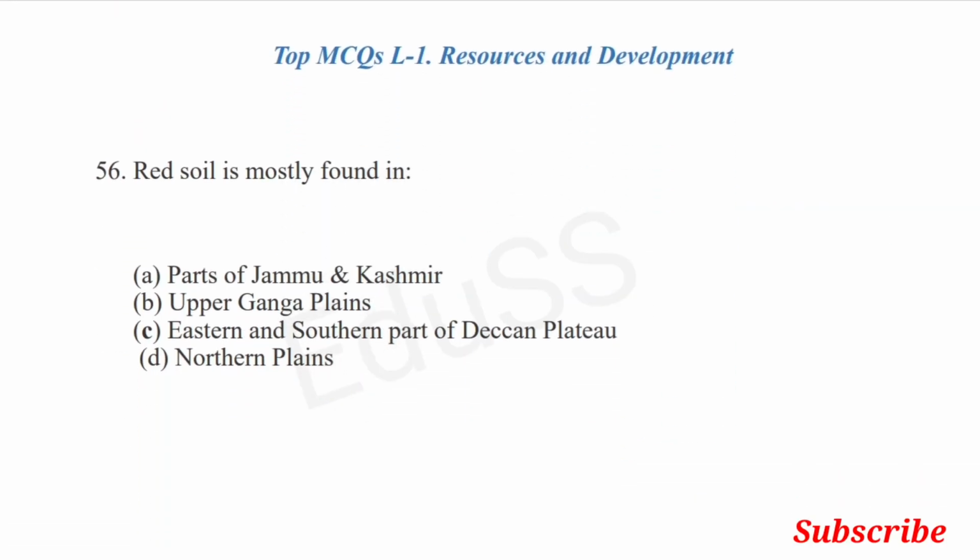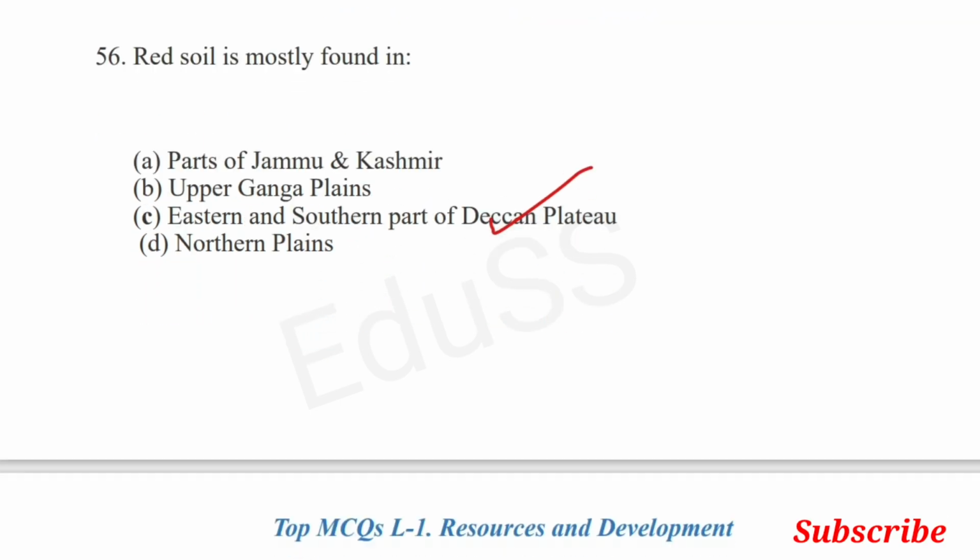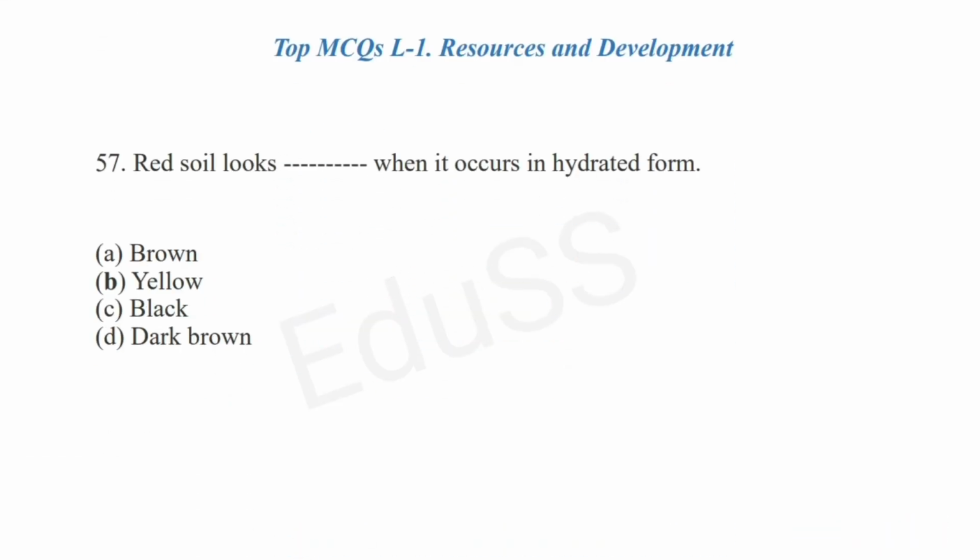Next. Red soil is mostly found in eastern and southern parts of the Deccan Plateau. You must remember that in the Deccan Plateau, most of the area is covered by black soil, and around the black soil, on the eastern and southern side, we find red soil. Next. Red soil looks yellow when it occurs in hydrated form.